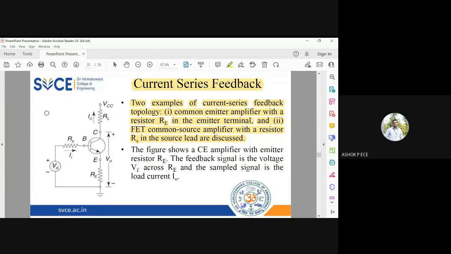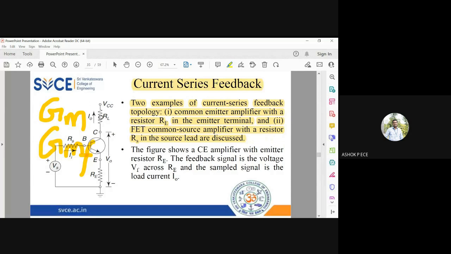Even though this amplifier will also have a voltage gain AV, it is more logical to derive the expression for GM and GMF. That is going to be the very, very important parameters for the current series feedback amplifier.